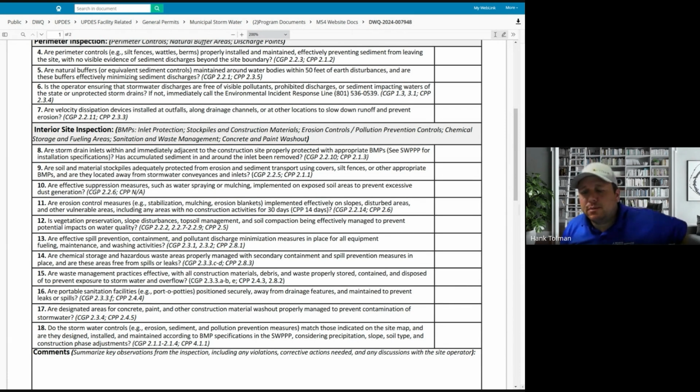Okay. All right, number 10, are effective suppression measures such as water spraying or mulching implemented on exposed soil areas to prevent excessive dust generation? So again, one of the things that we have to look at here, even though this is a stormwater pollution prevention plan, we also have to look at other forms of erosion such as wind erosion. When it gets really dry in the summer months and we start to have stockpiles, or people driving on dry exposed sediments and soils, that can kick up a lot of dust, and that can get carried away as well.